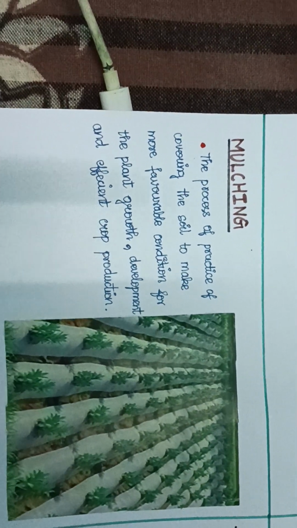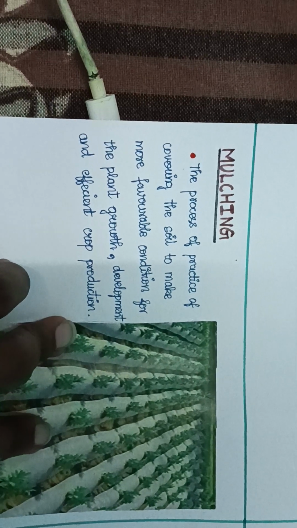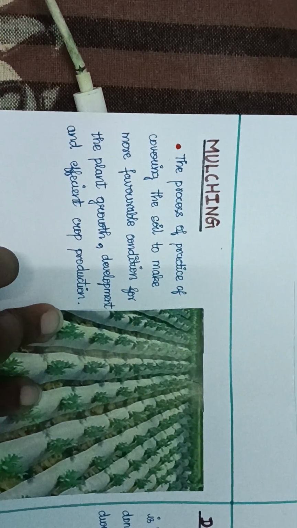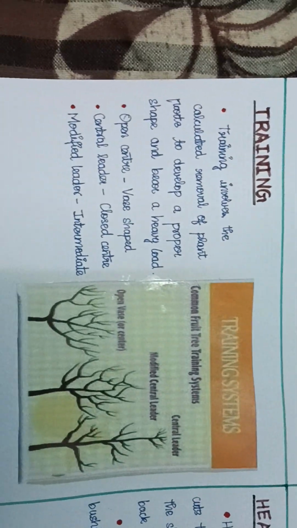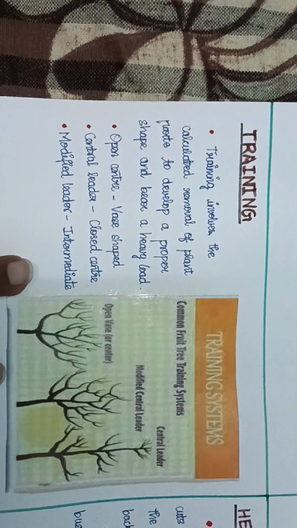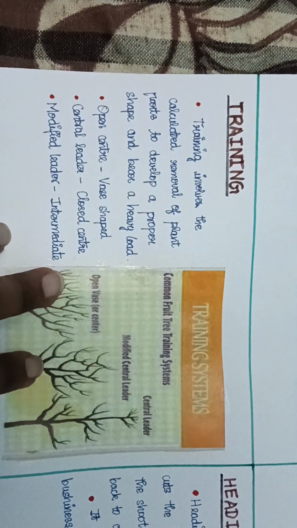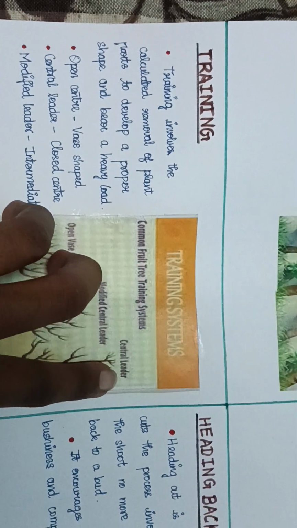Mulching. In mulching, the crop is covered by a thin polythene sheet or other type of sheets to give them proper space and time and soil conditions for their growth. Training is the calculated removal of the plant parts to give the proper shape. There are three types of training system. They are open vase type, modified central leader, and central leader type.